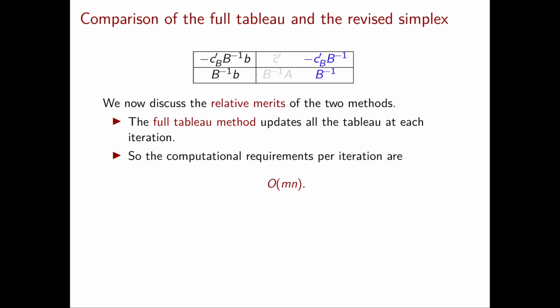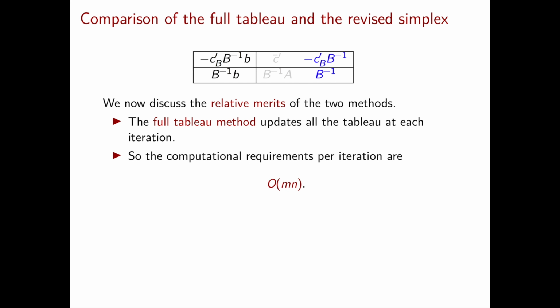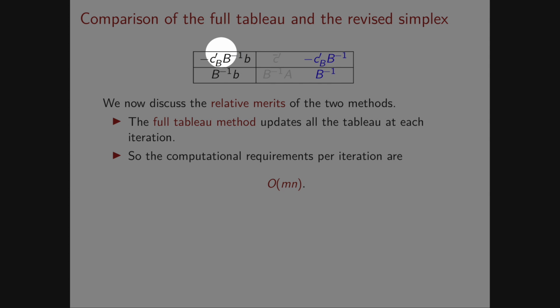At this point, we have visualized both the full tableau implementation and the revised simplex method using this extended tableau, and we can discuss the relative merits of the two methods. So now we can use this extended tableau to understand once again how many operations per iteration are performed both in the full tableau implementation and in the revised simplex. We have already seen this, but let's do it again by looking at this extended tableau. So the full tableau method at each iteration updates all the 0th column and then the n columns that I have written here in gray.